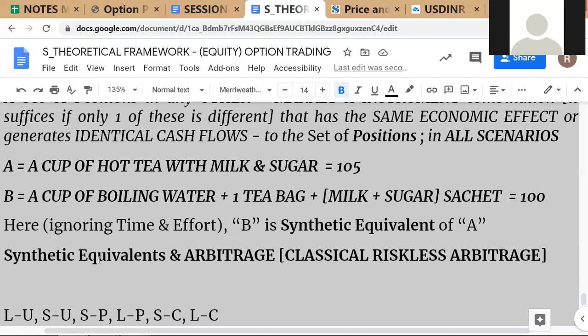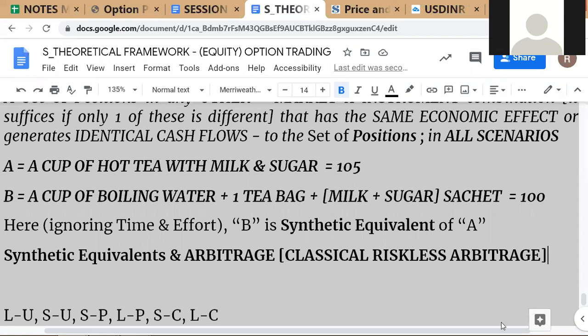So here synthetic equivalents, so in classical riskless arbitrage, you don't have any risk. And I do these instantaneously so the price doesn't move. So I lock in the profit, okay? So unless somebody defaults on the contract, one of my counterparties, so this guy drinks the tea, but doesn't pay me the money, then I lose, then I have a problem, but that's a different kind of problem. That's a breach of contract problem. It's not a market risk problem.